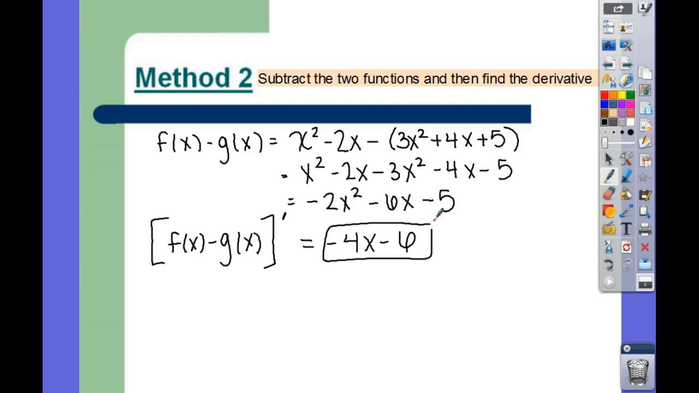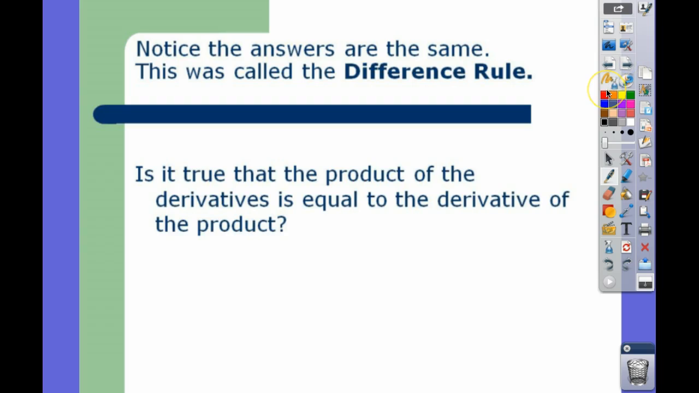So what we want to do is compare the similar methods for the product. Notice that the answers are the same. This is called the difference rule. Yesterday we had the power rule, this is the difference rule, and now we're doing the product. Is it true that the product of the derivatives is equal to the derivative of the product? And the answer is going to be a no.